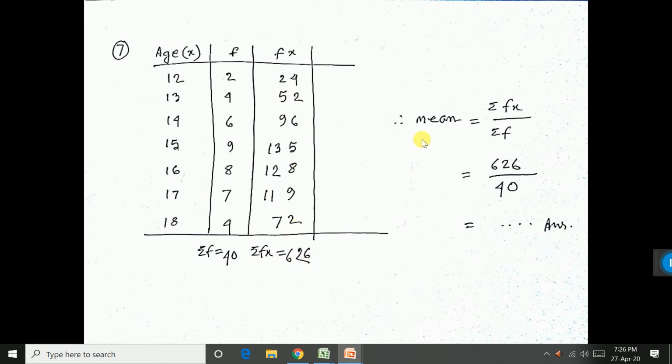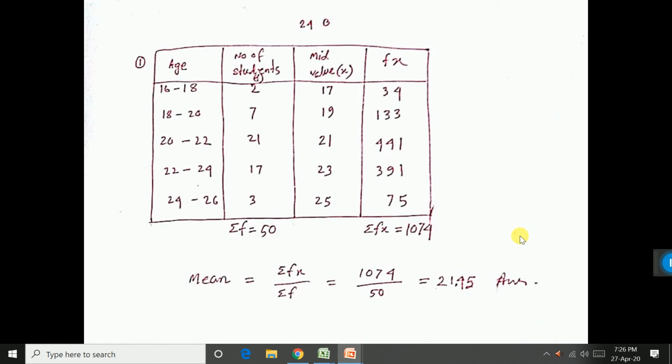Now direct method mean formula, summation fx by summation f. So summation fx value is 626 we got, put here, and summation f means add this column and get 40. So after adding all this f value, we are getting summation f. This 40 you put here. After calculating you will get the answer.